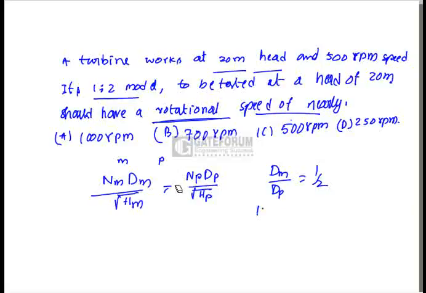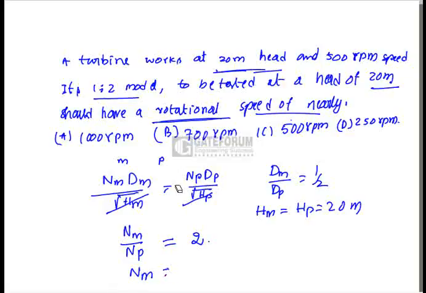and hm is equal to hp is equal to 20 meters. It was given. Directly substituting these values over here, these things are going to be cancelled. Nm by np is equal to 2 and nm is equal to 2 into 500, that is equal to 1000 rpm. 1000 rpm is option A. Option A is correct.